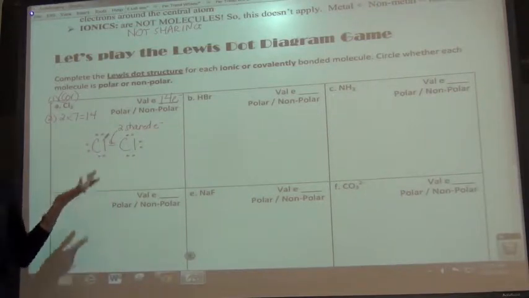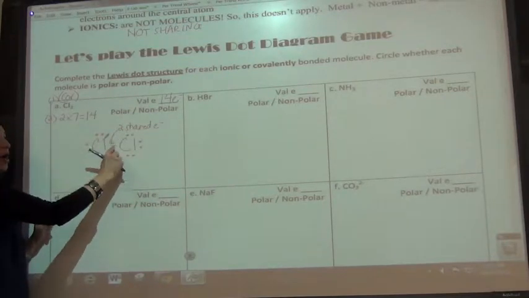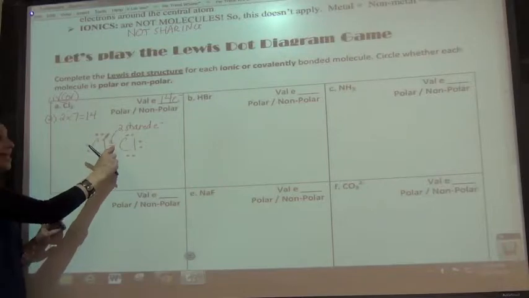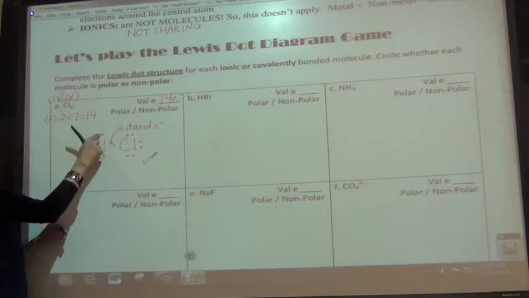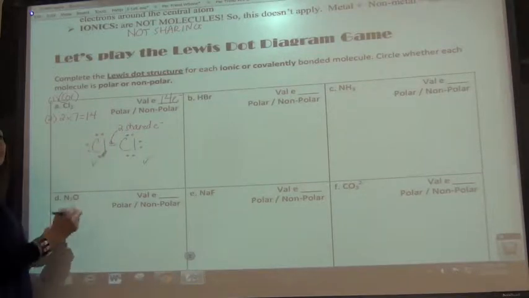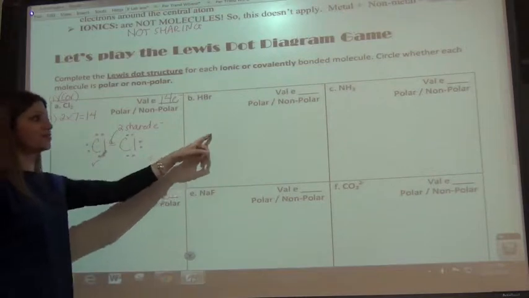Then you're going to check to see if you obey the octet and the duet rule. Well, I don't have hydrogen here, so I'm not worried about the duet rule. But how many electrons does this one have going all around it? Well, that's 2, 4, 6, plus this 2 makes it 8. That checks. This is 2, 4, 6, plus that is another 2, so that makes it 8. These both obey the octet rule. So yes, we're obeying the octet rule.